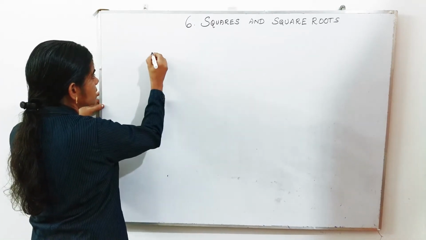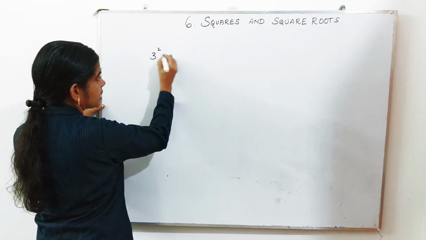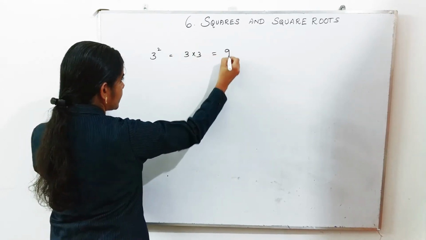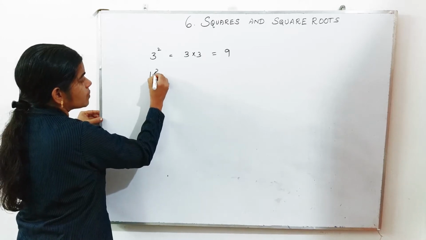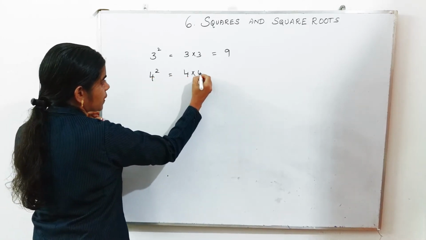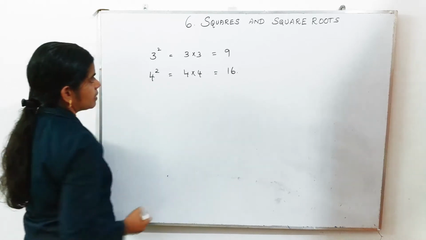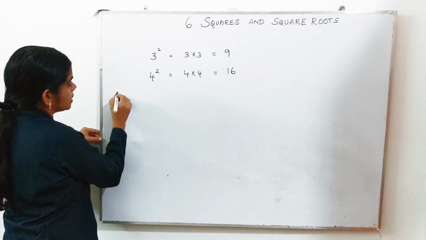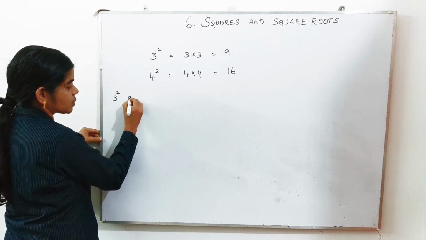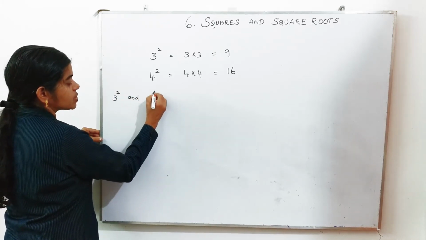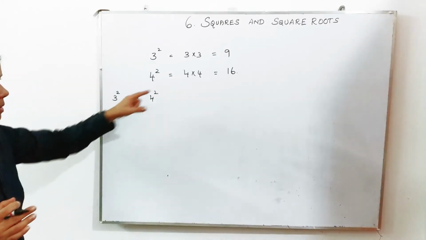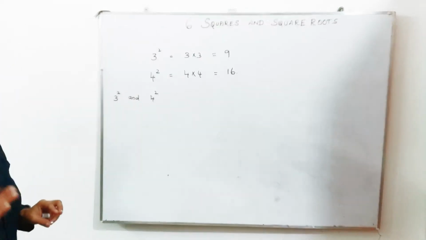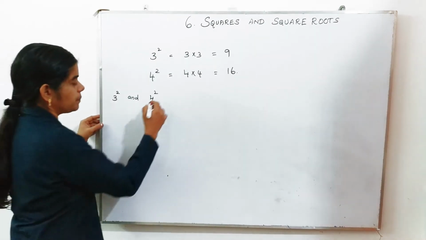Next, you know that 3 square means 3 into 3, that's equal to 9. Next I am writing 4 square, that is 4 into 4, that is equal to 16. Then you want to find out between 3 square and 4 square. 3 square is a perfect square number, 9, and 4 square is 16.